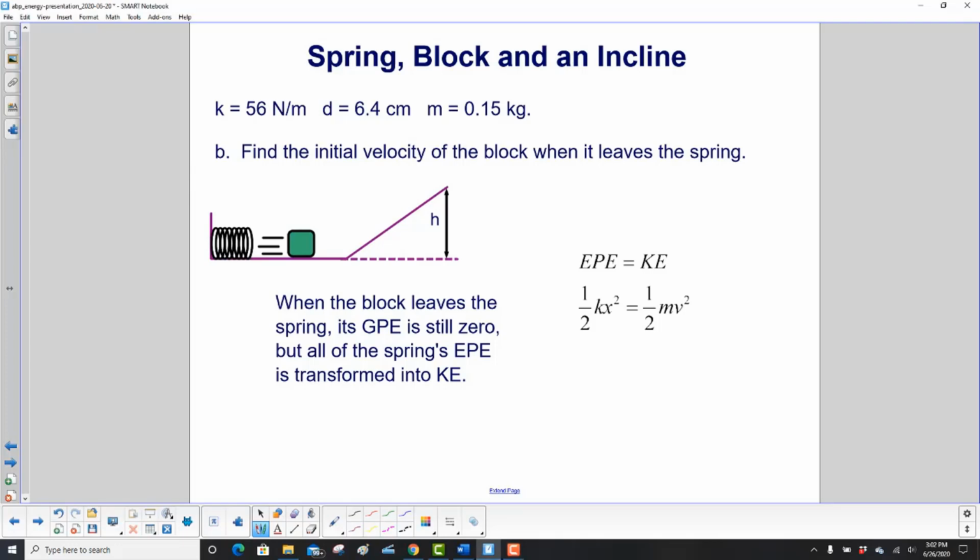We want to find the initial velocity of the block when it leaves the spring. The GPE is still 0, but all of the spring's EPE is gone. It's all transformed into KE. The spring has sprung. It's at a relaxing point now. So we set our initial energy, which is EPE, 1/2 kx squared, equal to 1/2 mv squared. We could also set this equal to the energy we found in the previous slide, but I like working with letters, and only at the very end do we solve for the numbers.